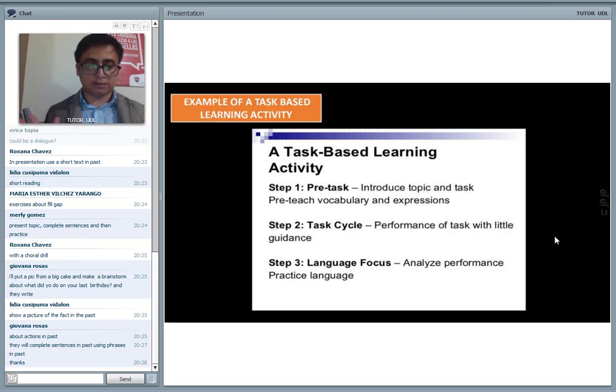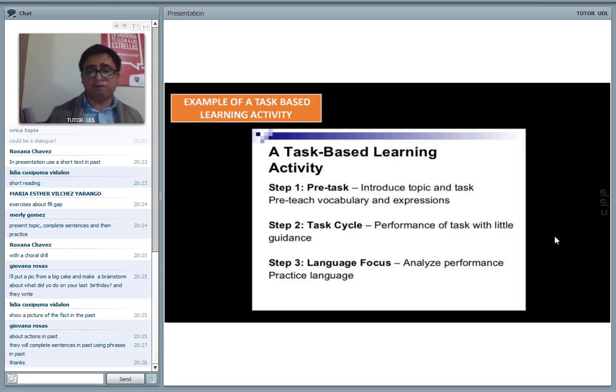So let's start again. Step number 1 is the pre-task. You introduce the topic. You can pre-teach vocabulary, expressions, grammar structures, okay? But remember that you don't have to teach directly and say, today we have to practice present simple. Present simple is blah, blah, blah. No. You have to give them examples. That's the best idea to teach English, okay?